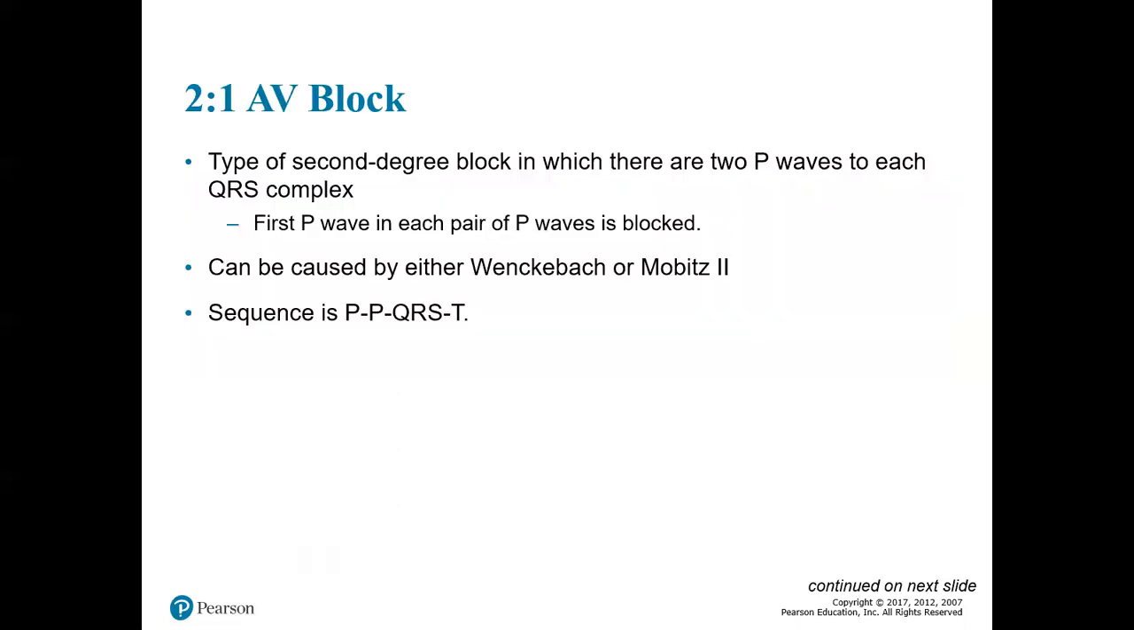Now, a 2-to-1 AV block. This is a type of second-degree block in which there are 2 P waves to each QRS complex. The first P wave in each pair of P waves is blocked. It can be caused by either a Winkie block or a Mobitz 2. And the sequence of this on the strip will look like this. You'll have a P, then a QRS, and a T. So with your 2-to-1 AV block, you're going to be looking for 2 P waves.